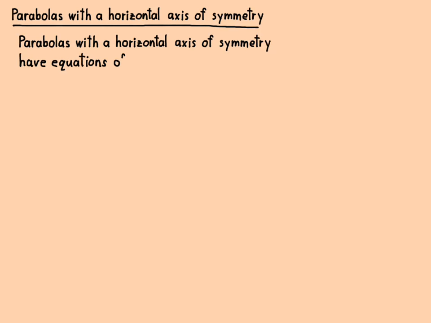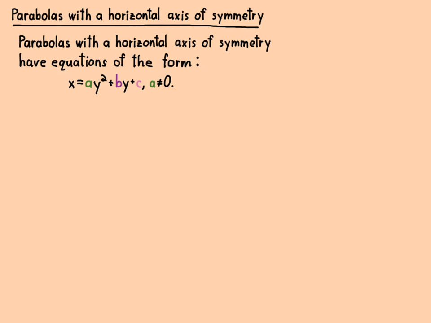So this is parabolas with a horizontal axis of symmetry. And that's what the rest of this section is about, because we already did the vertical ones. So parabolas with a horizontal axis of symmetry have equations of the form x equals ay squared plus by plus c, where a is not equal to 0. This probably looks very familiar.